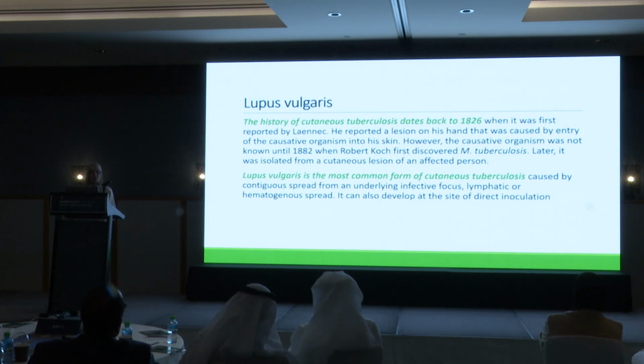Lupus vulgaris is the most common form of cutaneous tuberculosis, caused by contiguous spread from an underlying tuberculous focus, such as lymph node or bone or joints, lymphatic spread, or hematogenous spread. It can also develop at the site of direct inoculation of the bacilli through abrasions on the skin. It can be acquired from a human source or an animal source also.